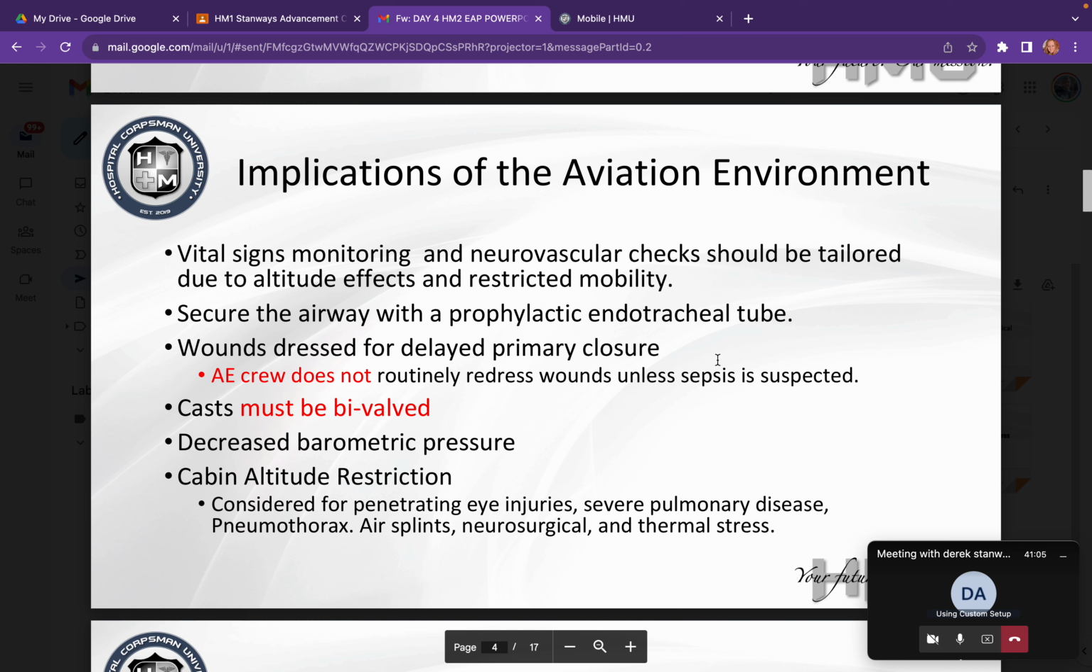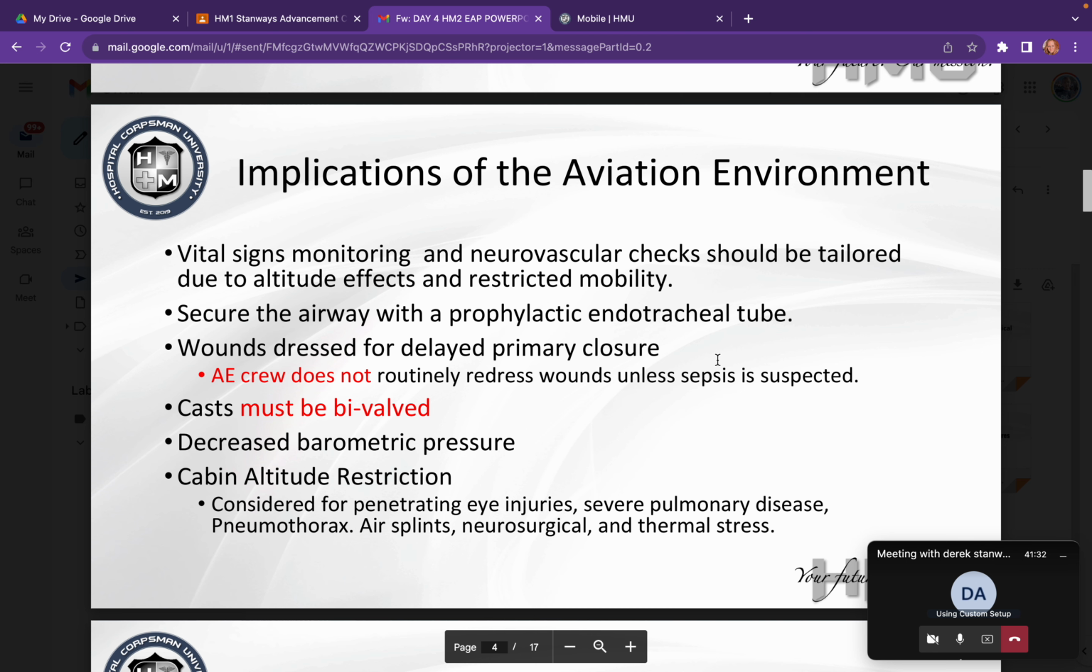Casts must be bivalved. Essentially what that means is that casts must be cut in half when they're traveling. So if they need to get access to that limb for whatever reason, they can easily remove that cast and do what they need to do to treat that patient accordingly. Decreased barometric pressure and cabin altitude restrictions: consider penetrating eye trauma, severe pulmonary disease, pneumothorax, air splints, neurosurgical conditions, and thermal stress.